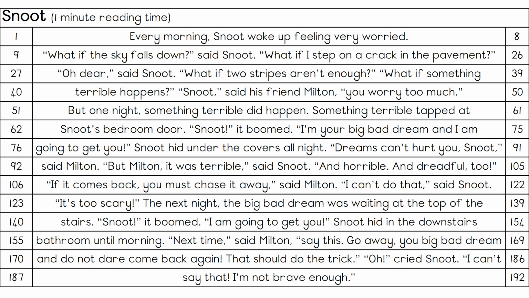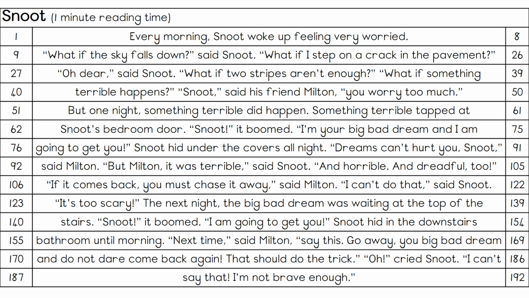Snoot. Every morning, Snoot woke up feeling very worried. What if the sky falls down? Said Snoot. What if I step on a crack in the pavement? Oh dear, said Snoot. What if two stripes aren't enough? What if something terrible happens? Snoot, said his friend Milton, you worry too much. But one night, something terrible did happen. Something terrible tapped at Snoot's bedroom door. Snoot, it boomed, I'm your big bad dream, and I am going to get you.